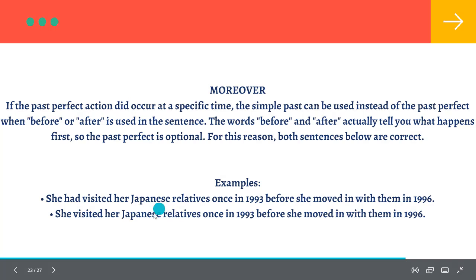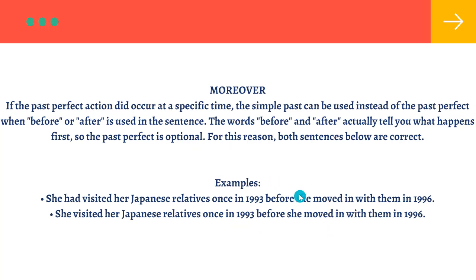And also, we can use: she visited her Japanese relatives once in 1993 before she moved. So in here, with the word "before," we can use the past perfect: she had visited her Japanese relatives. So in here, we use past perfect, and after that, we use simple past.